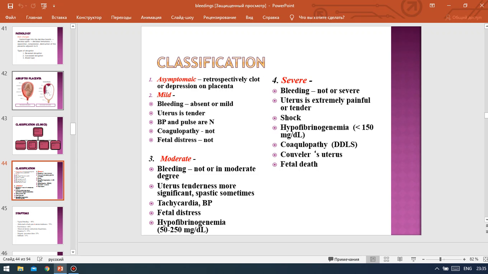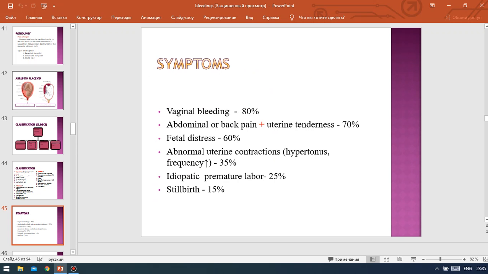Severe: if we have bleeding, none or severe, the uterus is extremely painful or tender, the patient has shock, hypofibrinogenemia and coagulopathy, Couvelaire uterus, fetal death. What is the meaning of Couvelaire uterus?